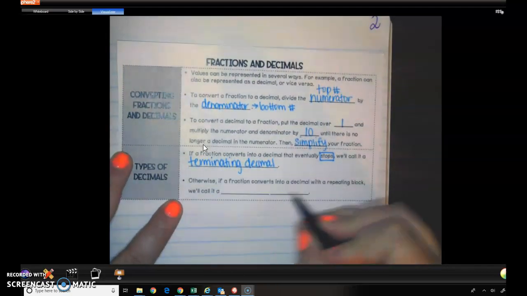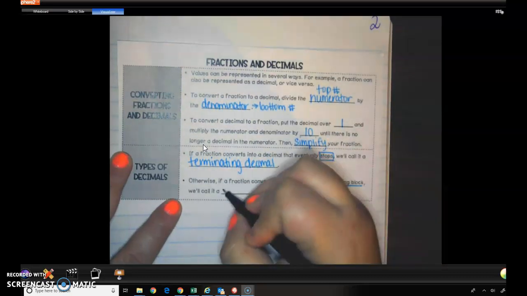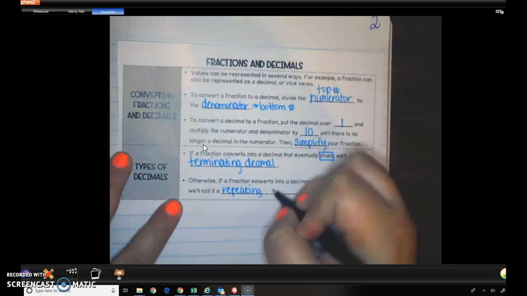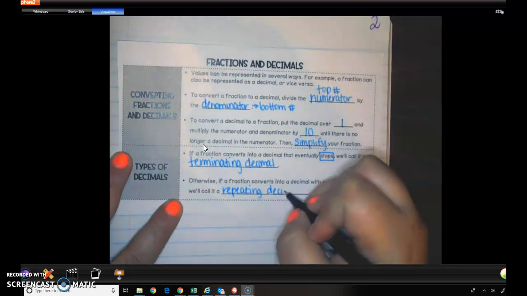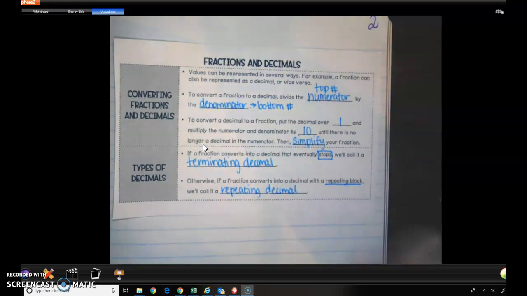Otherwise, if a fraction converts into a decimal with a repeating block, we'll call it a repeating decimal. Alright, so this time if you need to pause, then go ahead and pause this video. By now you should have already pushed play, and you should have all of that down, and we're going to look at some examples.